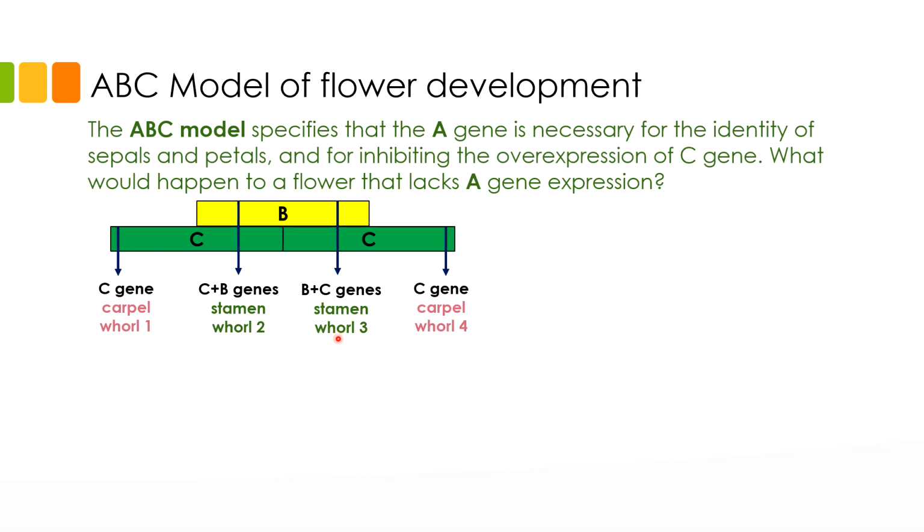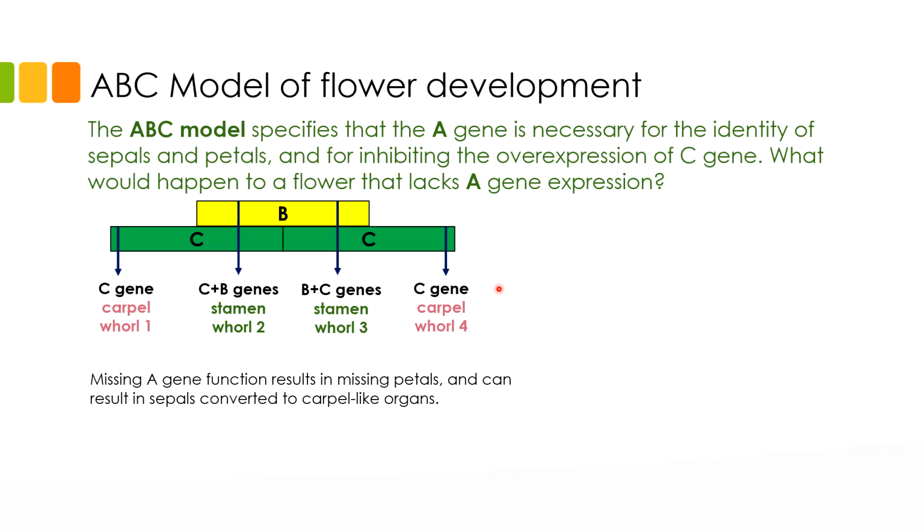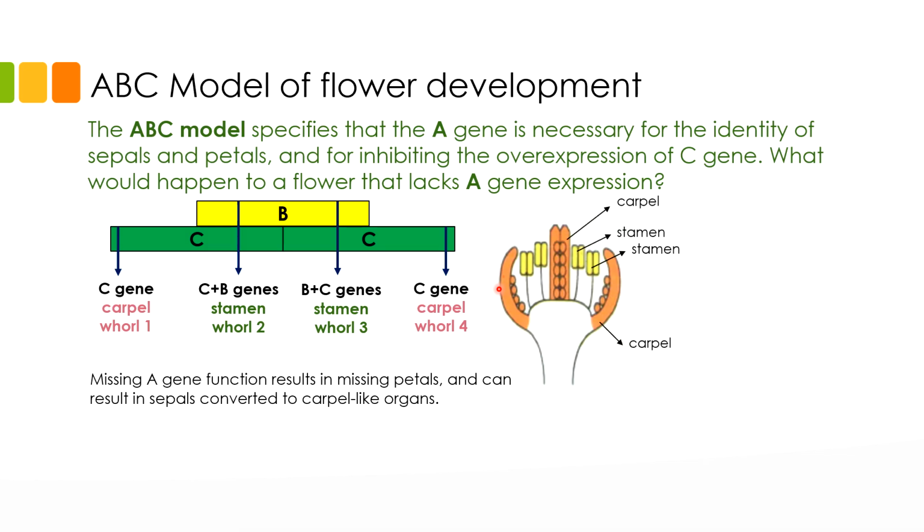Now the third whorl is controlled again by the combined expression of B and C genes, and this will give rise to another whorl of stamen. For the last whorl, we again get the expression of the C gene, which will provide another whorl of carpel. With the missing A gene function, we get the homeotic conversion of sepals to carpels and petals to stamen. So we end up with a flower composed of two whorls each of the male and female reproductive organs.